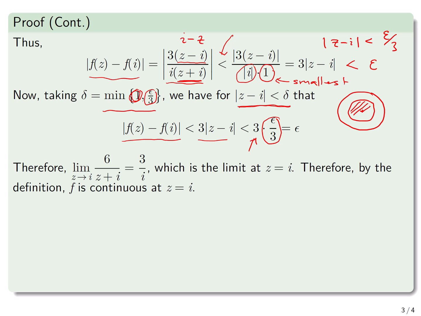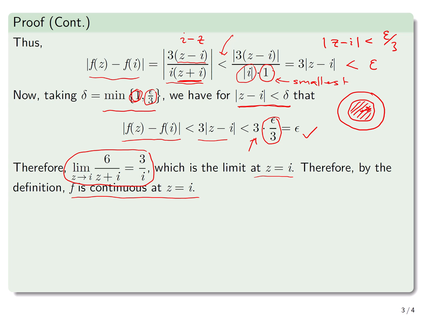That's the delta neighborhood. And the other one, we don't know whether 1 or epsilon over 3 is bigger, because we know that delta is inside this. So that's the argument we're going to make. It's automatically inside, which means both of them are satisfied. So we get the condition, and you can see it simplifies to epsilon. That is the argument we make for a problem like that, and that's exactly what we wanted to prove. And then this says that the limit is 3 over i, which is the limit at z equal i. So therefore, by the definition, f is continuous at z equal i. So this is how you make an argument for a problem like this one, and just try to fully understand all the arguments that we make here.